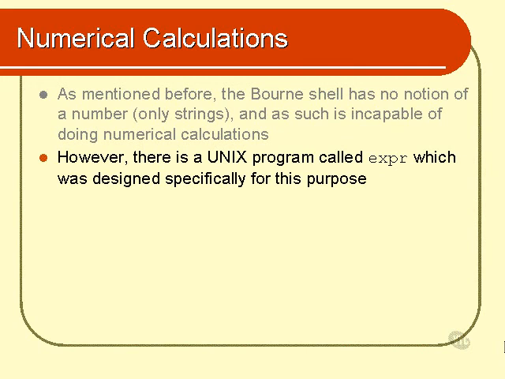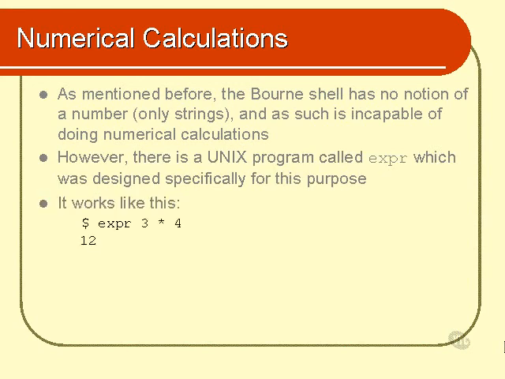There is actually another Unix program that we can use in conjunction with the Bourne shell called EXPR, which is designed to fill that gap, to provide the facility to do numerical calculations. And this is what it looks like. If you've got the dollar prompt up, your shell prompt, you can just type in EXPR and then your particular calculation that you're interested in. In this case, we would be multiplying 3 by 4, and EXPR would give the answer of 12.